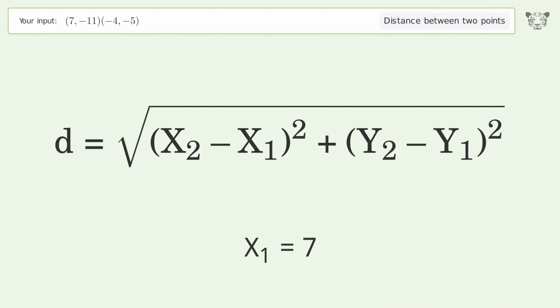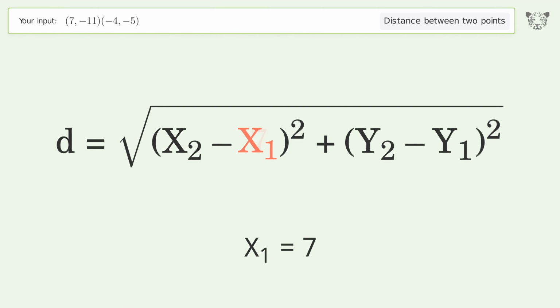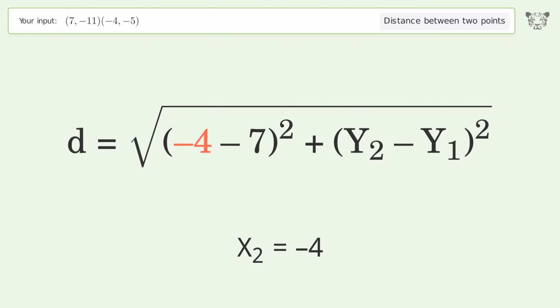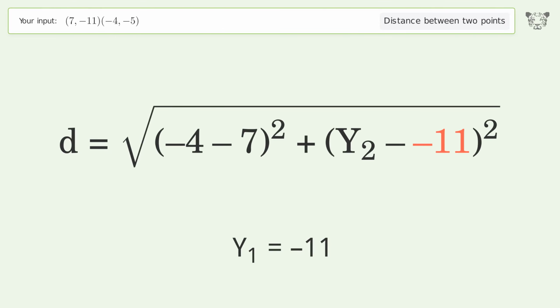x1 equals 7. x2 equals -4. y1 equals -11. y2 equals -5.